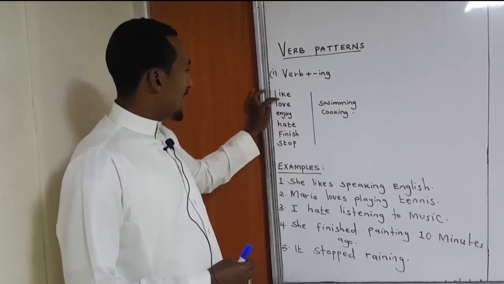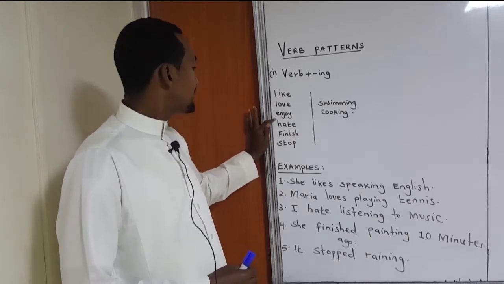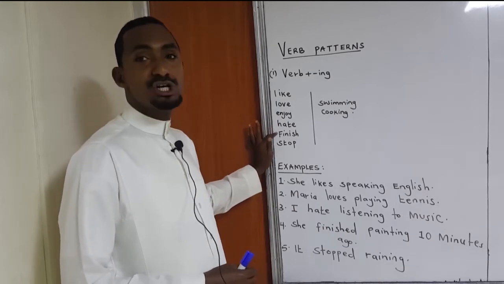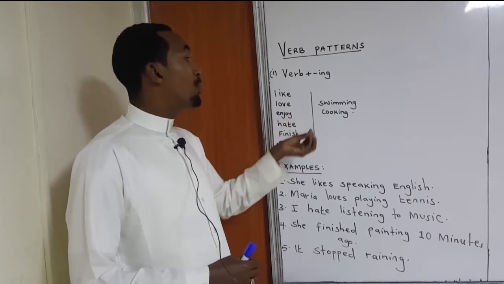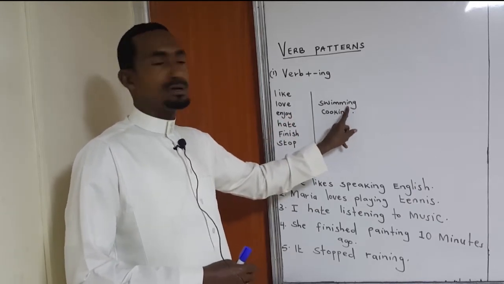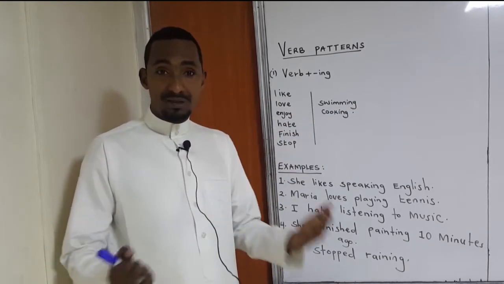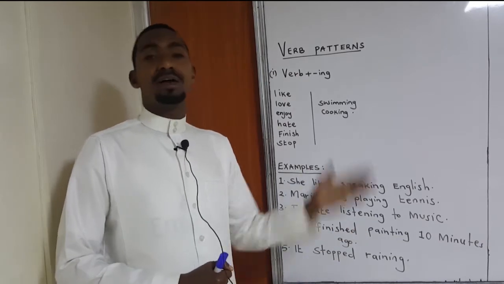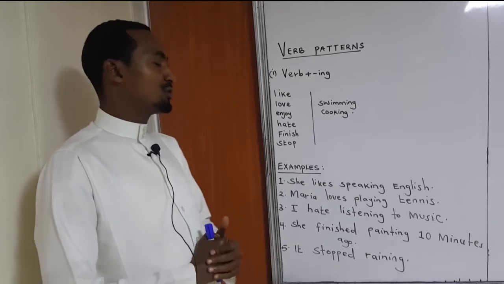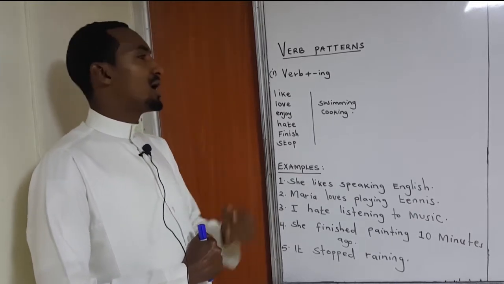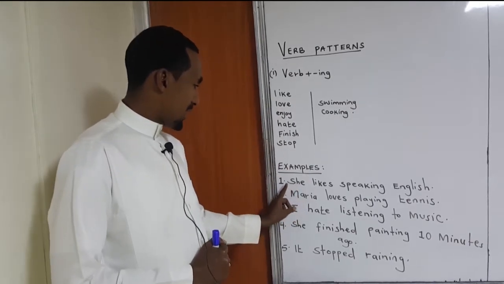For example, like, love, enjoy, hate, finish, stop. These verbs, normally, what comes after it, we call it a gerund noun, and it takes ing. That is not present continuous, and that's not correct. I want to show you that one, and I will make sure that you understand. And let us go to the examples.